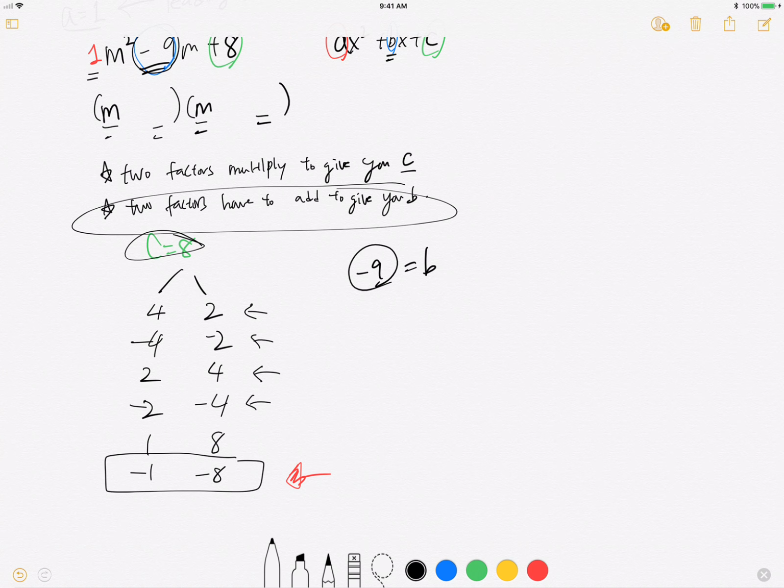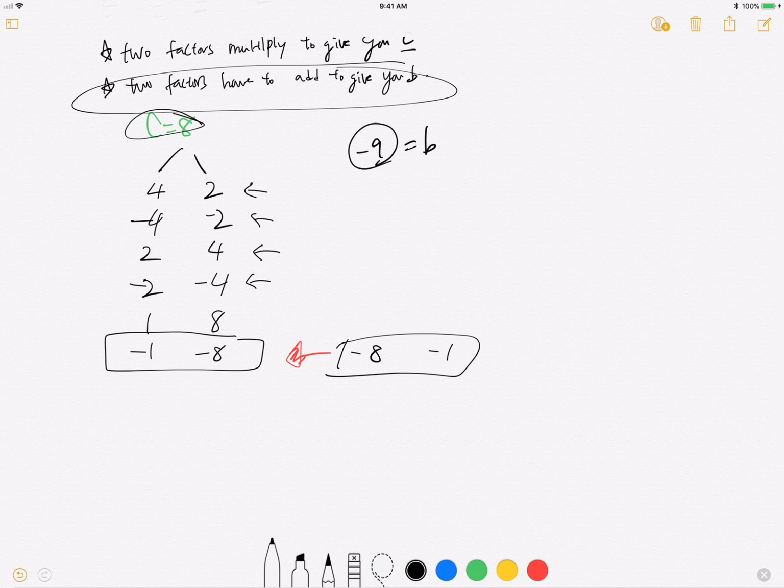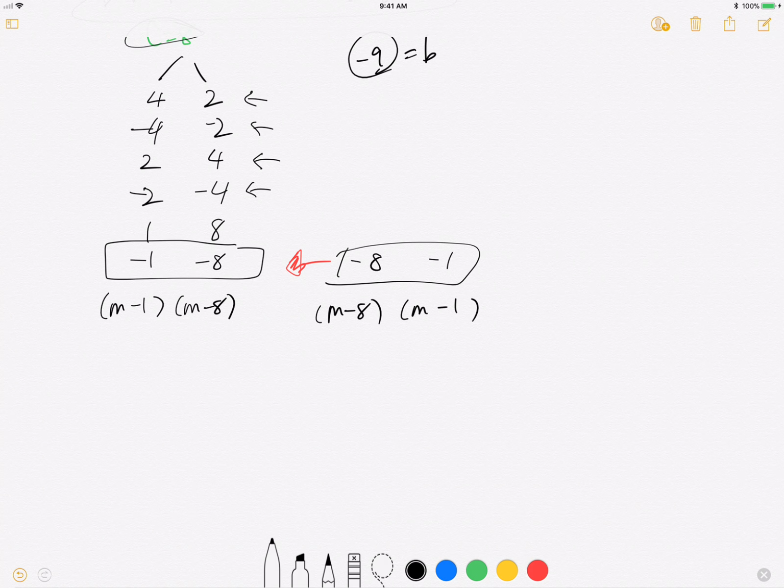Now for this, the order would not matter. If you write it as m minus 8 times m minus 1, or the other way, it wouldn't really change the fact that it's going to be the same. But later down the road, when a is not equal to 1, the order in which these things are located matters significantly. So your answer will be either m minus 1 times m minus 8 or m minus 8 times m minus 1. Pretty simple.